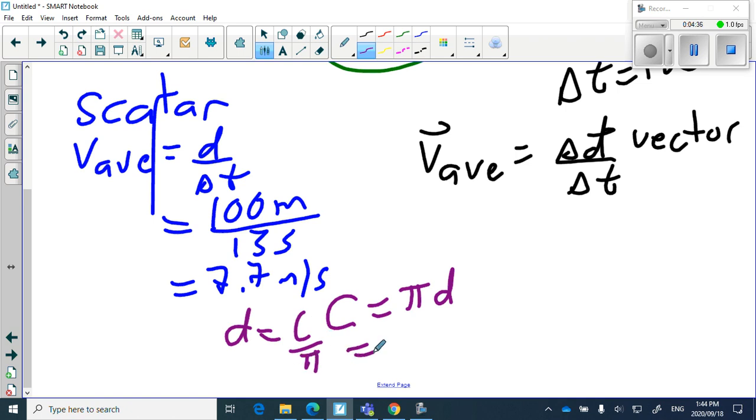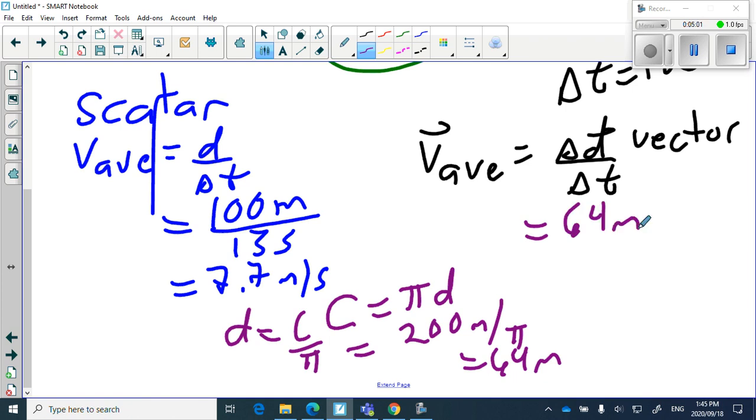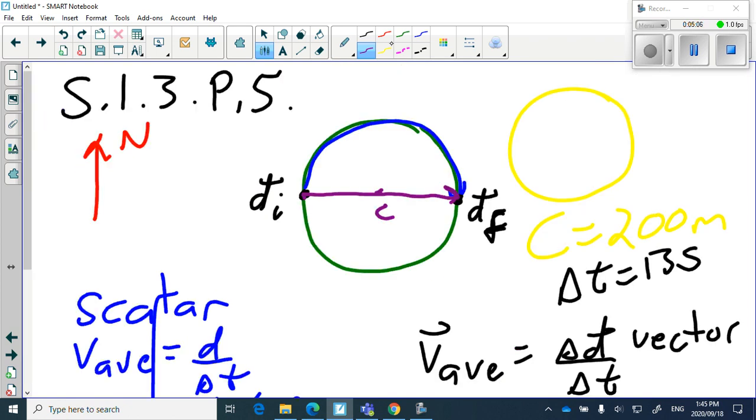So that means the circumference is 200 meters. You divide it by pi. And give or take, it's about 64. Okay, close enough. 64 meters. So now I'm going to put in here 64 meters. But this is a vector. I need a direction. So I go back to the picture. Say, okay, I understand that from here to here is 64 meters. I get it. But in what direction is that?